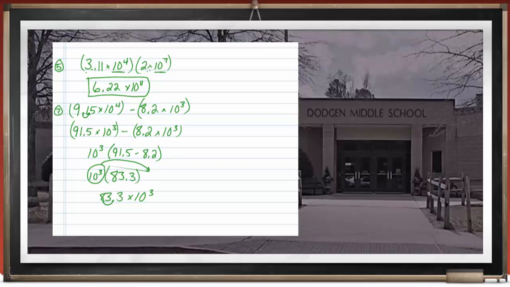Now we are in the almost scientific notation stage. I need to move my decimal to the left one so that my leading term is a value between 1 and 10. And that will give me 8.33 times 10. Moving the decimal to the left causes my powers to increase by a value of 1. So 10 to the fourth power.